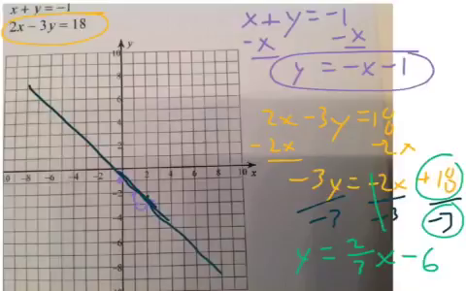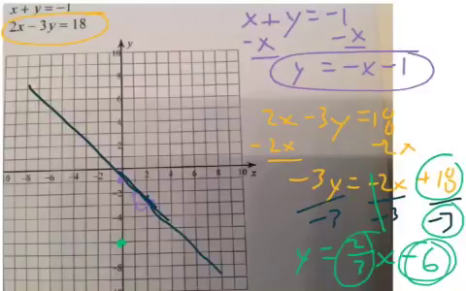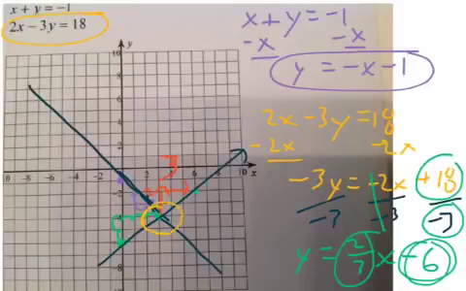So graphing it, I know I'm going to start down here at -6, because that was my b, my y-intercept. And my slope is 2/3. It's a positive slope, so that means I'm going to go up 2 and over 3, and I'm going to be right there. Up 2 over 3, I'm going to be right there. Notice each time I went up 2 and over 3. Okay, over 3. So therefore, here is my line, and notice they cross right there.